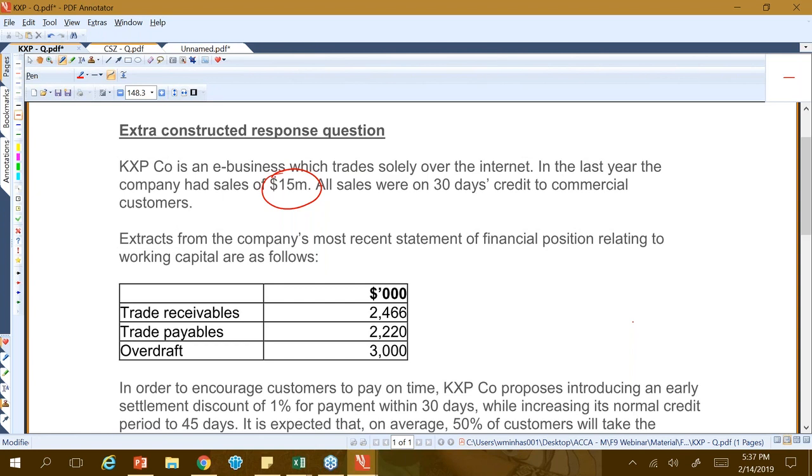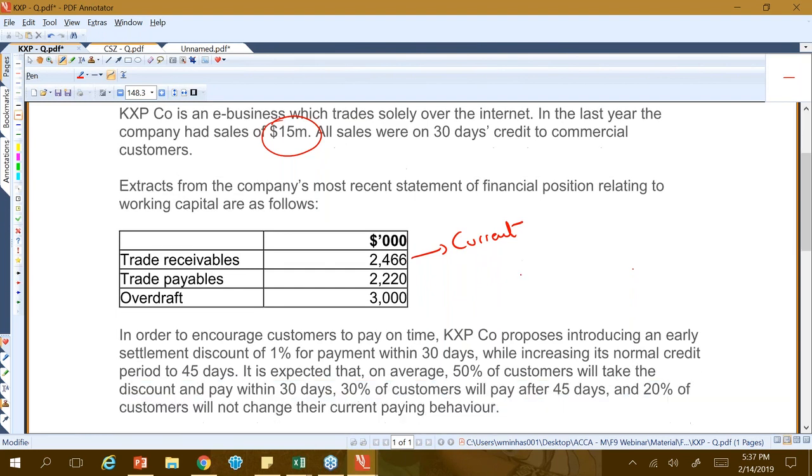The extracts from the company's most recent statement of financial position relating to working capital are as follows. We have receivables, payables, and overdraft. The current receivables balance is 2466. In order to encourage customers to pay on time, KXP proposes introducing an early settlement discount of 1% for payment within 30 days. Remember, this discount is also a cost, the cost of having receivables, the 1%, while increasing its normal credit period to 45 days. So from 30 to 45 days.